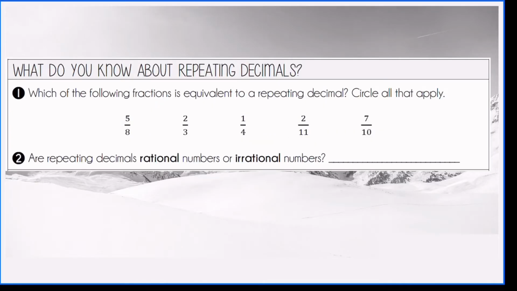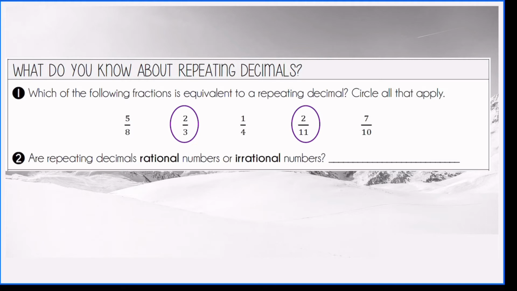Okay, so which of the following fractions is equivalent to a repeating decimal? There should be something that your brain is already saying, oh, I see one. You should say 2/3. We know we can rule out 1/4. We just did that one. But there are some other ones. Okay, 2/3 and 2/11.